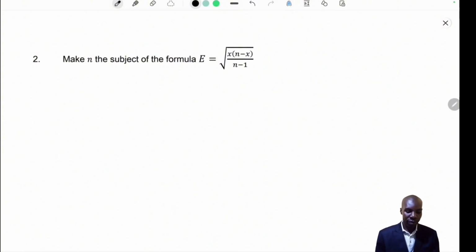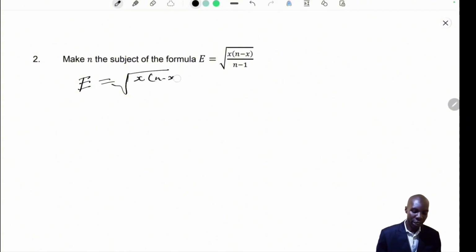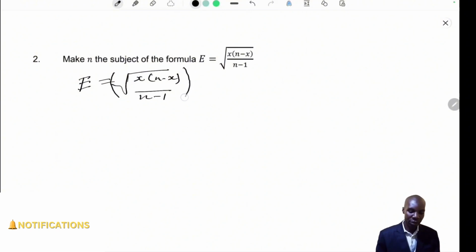Number 2, make n the subject of the formula. So what we are given is e is equal to the square root of x in bracket n minus x over n minus 1. So we must agree that we have to do away with the square root. So for us to do away with the square root, it is going to force us to square both sides.